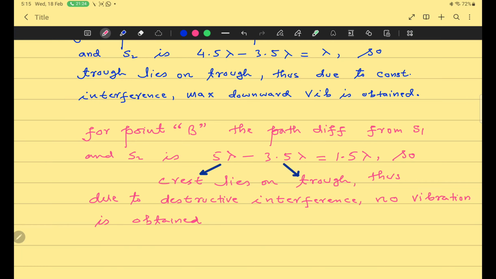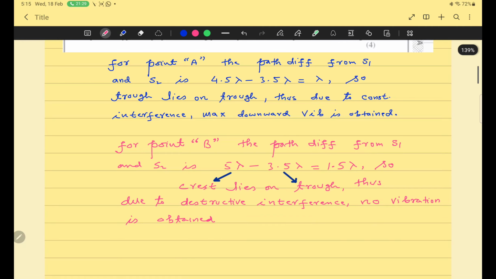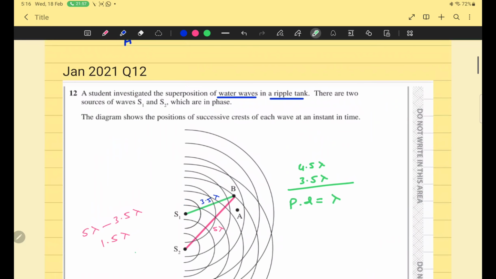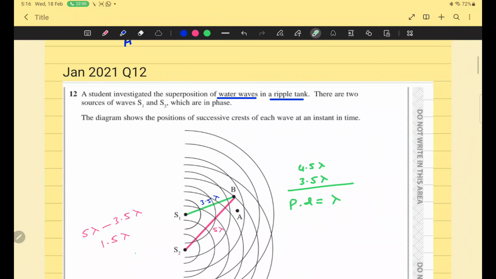So actually this question is making your base, okay: how does constructive interference and how does destructive interference take place? If the path difference is of order 0 lambda, 1 lambda, 2 lambda, 3 lambda, 4 lambda, then there is constructive interference, maximum vibration. If the path difference is 0.5 lambda, 1.5 lambda, 2.5 lambda, then there is destructive interference, no vibration is obtained. So actually this type of question is making your base. This is a question from January 2021, question number 12.